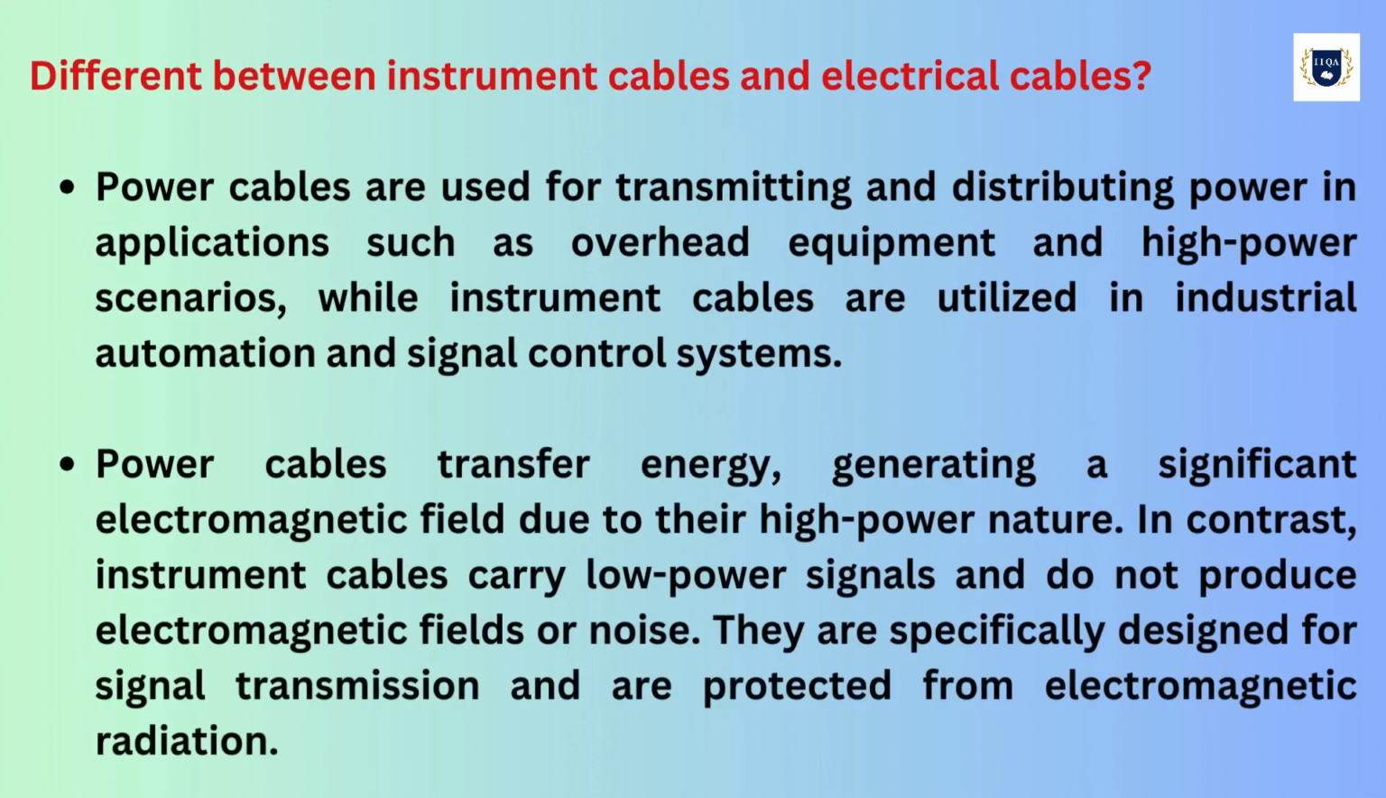Difference between instrument cable and electrical cable. Power cables are used for transmitting and distributing power in applications such as overhead equipment and high-power scenarios, while instrument cables are utilized in industrial automation and signal control systems. Power cables transfer energy, generating a significant electromagnetic field due to their high-power nature. In contrast, instrument cables carry low-power signals and do not produce electromagnetic fields or noise. They are specifically designed for signal transmission and are protected from electromagnetic radiation.